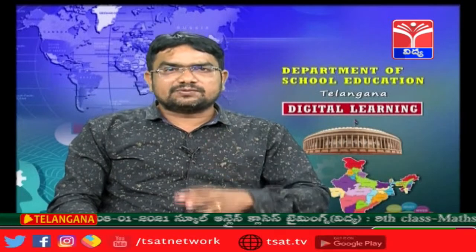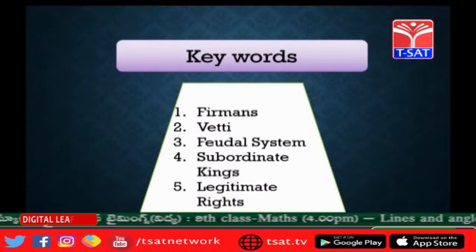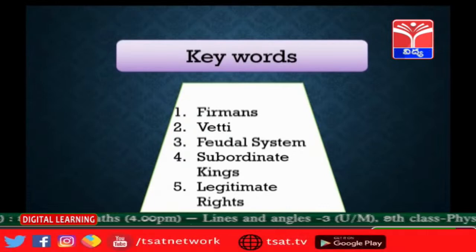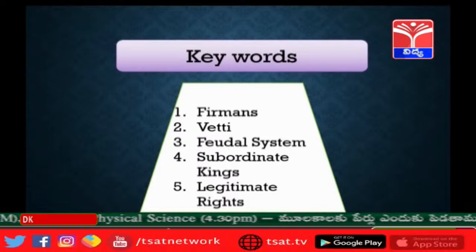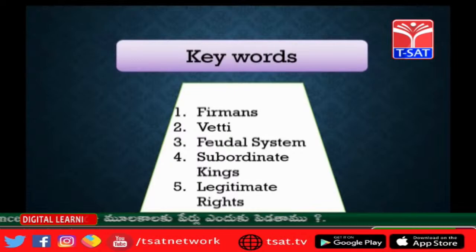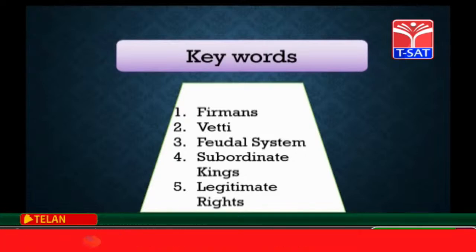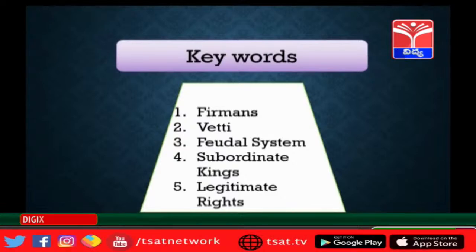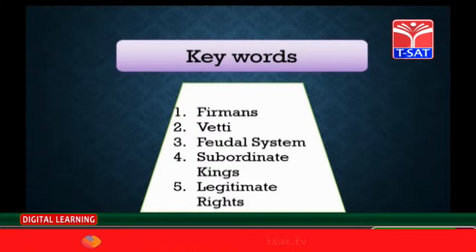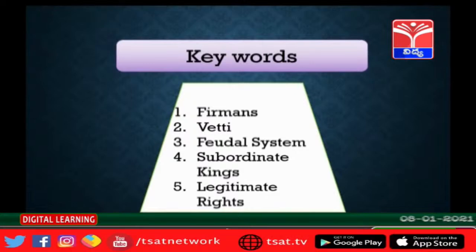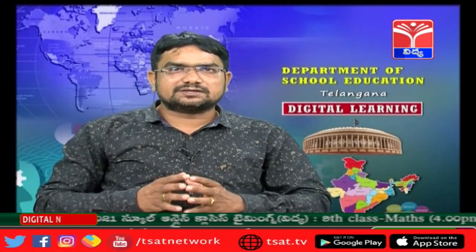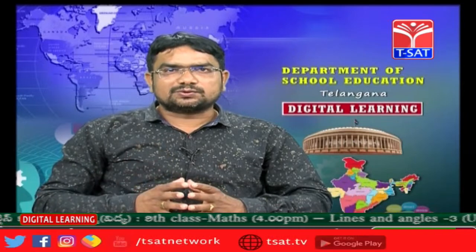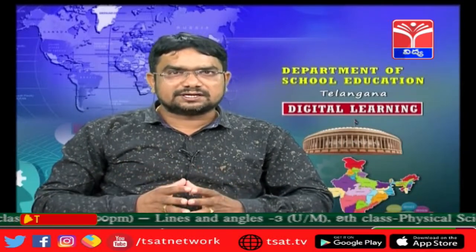Let us see some of the keywords, children. First one, firmans. Firmans are nothing but royal orders given by Hyderabad state rulers, the Nizams. The second one, Vetti. Vetti is bonded labor. Feudal system is nothing but a social system. Fourth one, subordinate kings. The rulers who work under the main ruler are called subordinate kings. Legitimate rights. Legitimate rights are nothing but the legal rights which are to be given to the people who are living in a state or in a country legally.